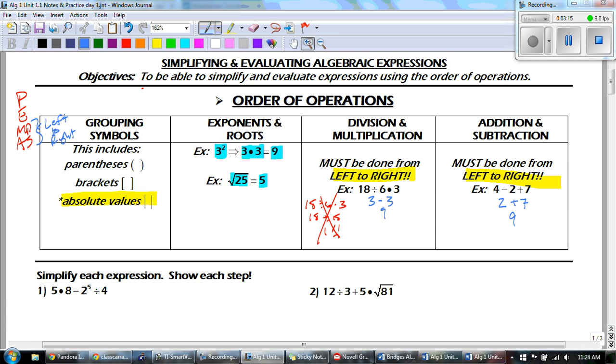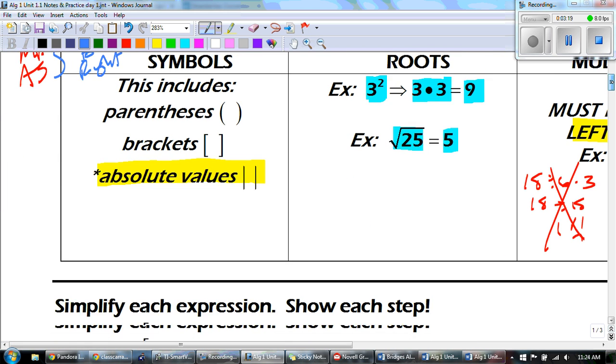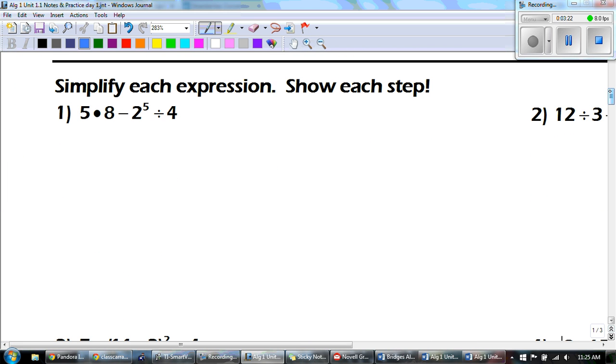Now that we've briefly talked over those, let's go ahead and start the notes. The answers are on the bottom. Don't just go straight to them and say, oh, this says it's 32, I'm done. Remember, show each step.